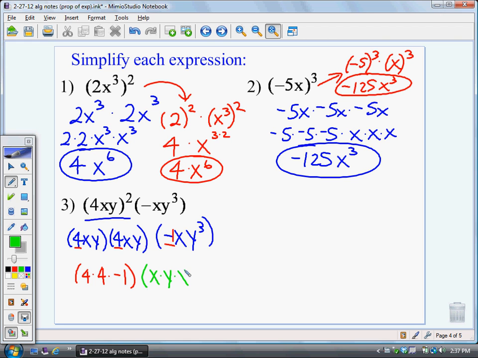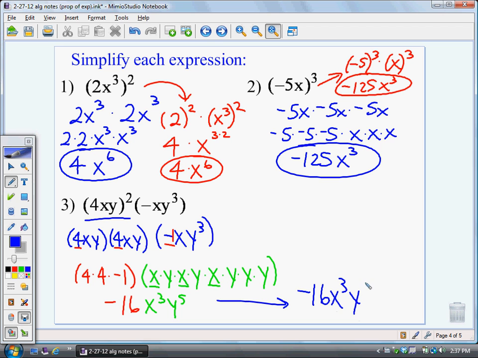x times y times x times y times x times y times y times y. And when you do all of that, this is going to be negative 16. When you do the part in green, we've got 1, 2, 3 x's. That's x to the third. And then your y's, y to the fifth. And so that gives us the answer, which is negative 16 x to the third, y to the fifth.